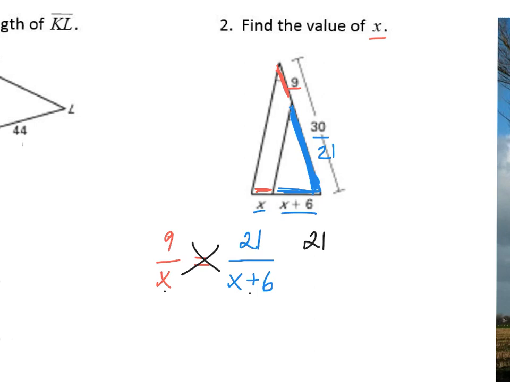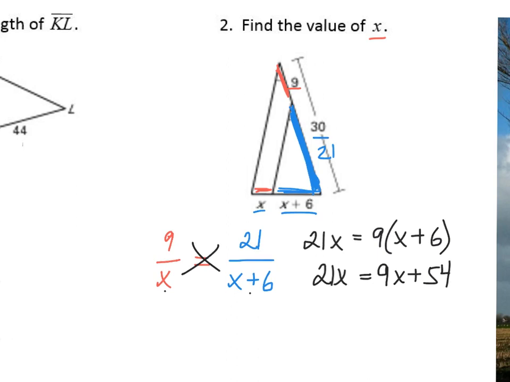So I end up with 21x equals 9, and then in parentheses we have x plus 6. So I'm going to end up with 21x equals 9x plus 54. Then it looks like I end up with 12x equals 54, which is actually going to give me a decimal. It looks like x is going to equal 4.5.